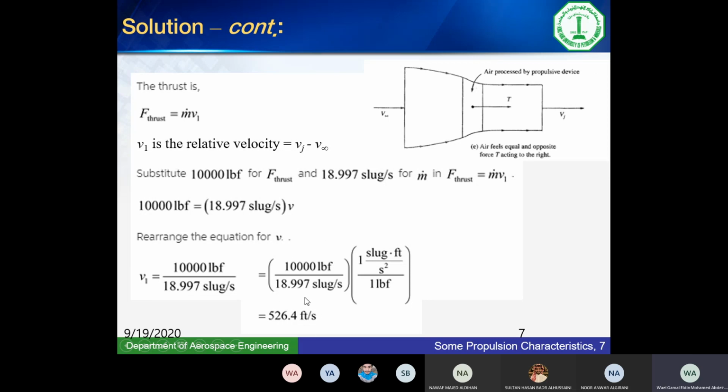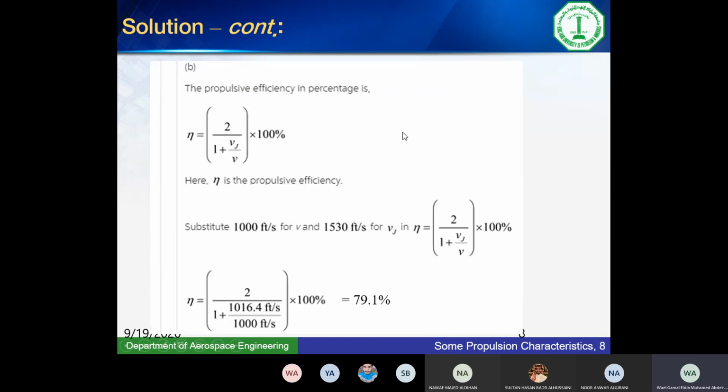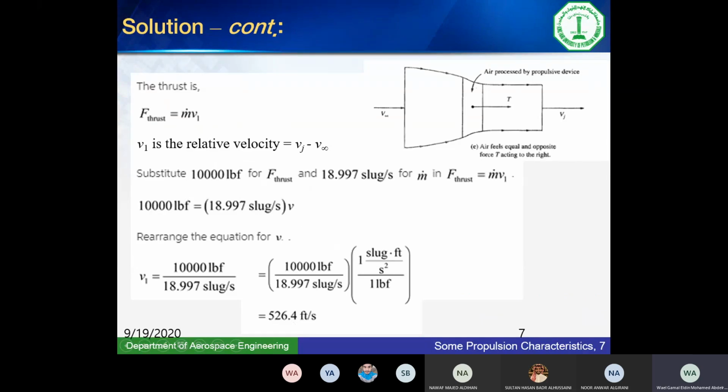What does that mean? That means the relative velocity of the jet compared to the entering air is 526.4. The speed here is 1,000. The speed here is 526.4 more than the 1,000, so it will be 1,526. The speed here is 1,526. It has increased by 526.4. Okay.